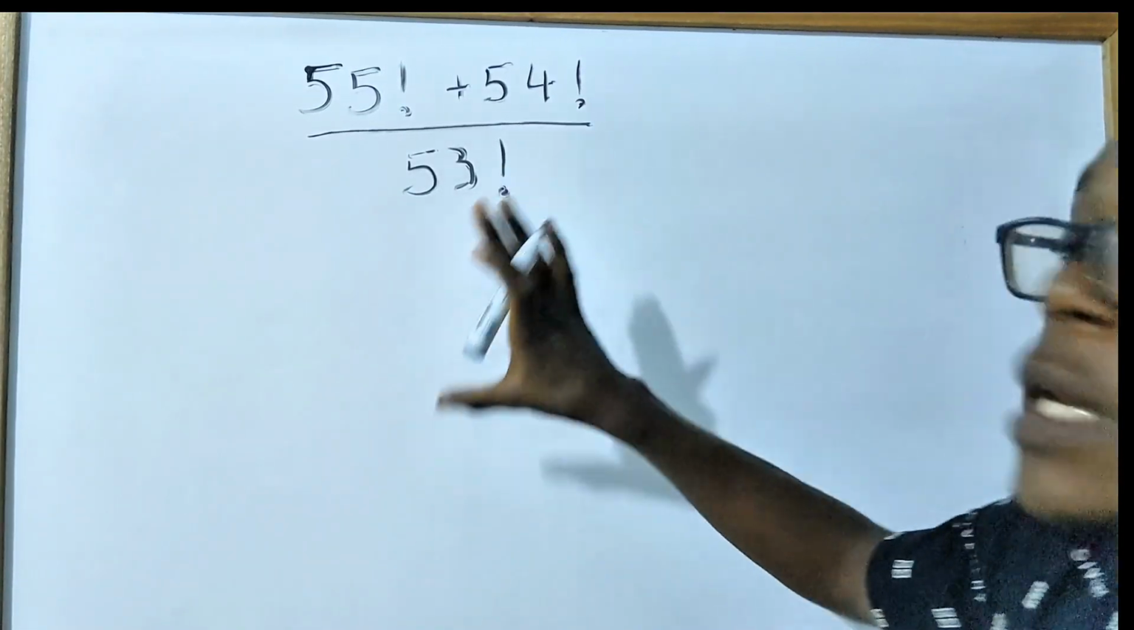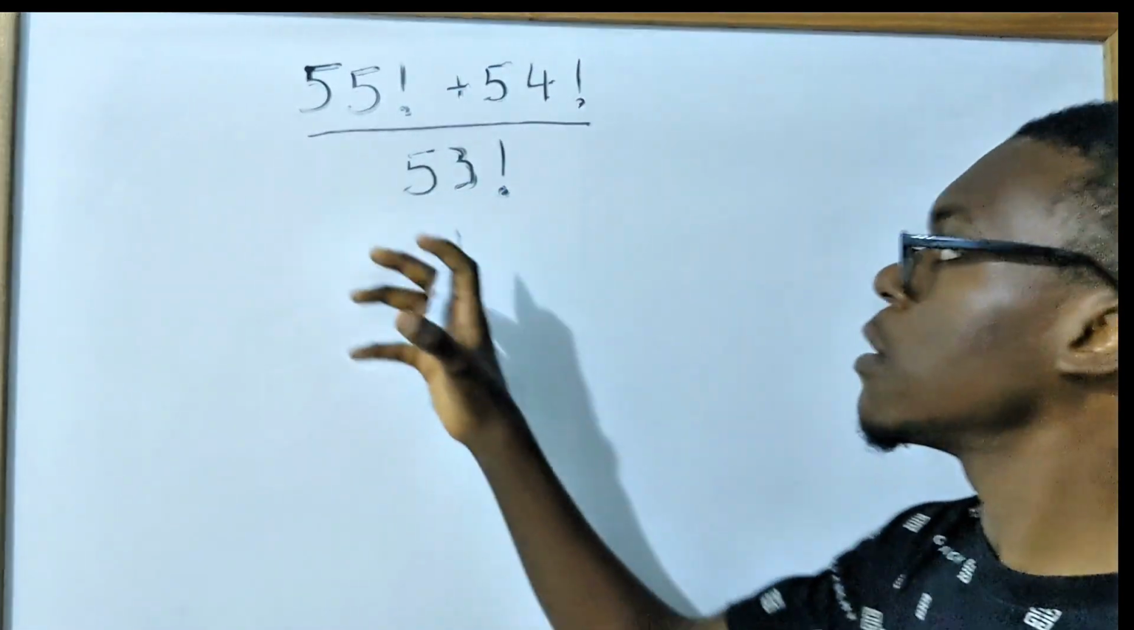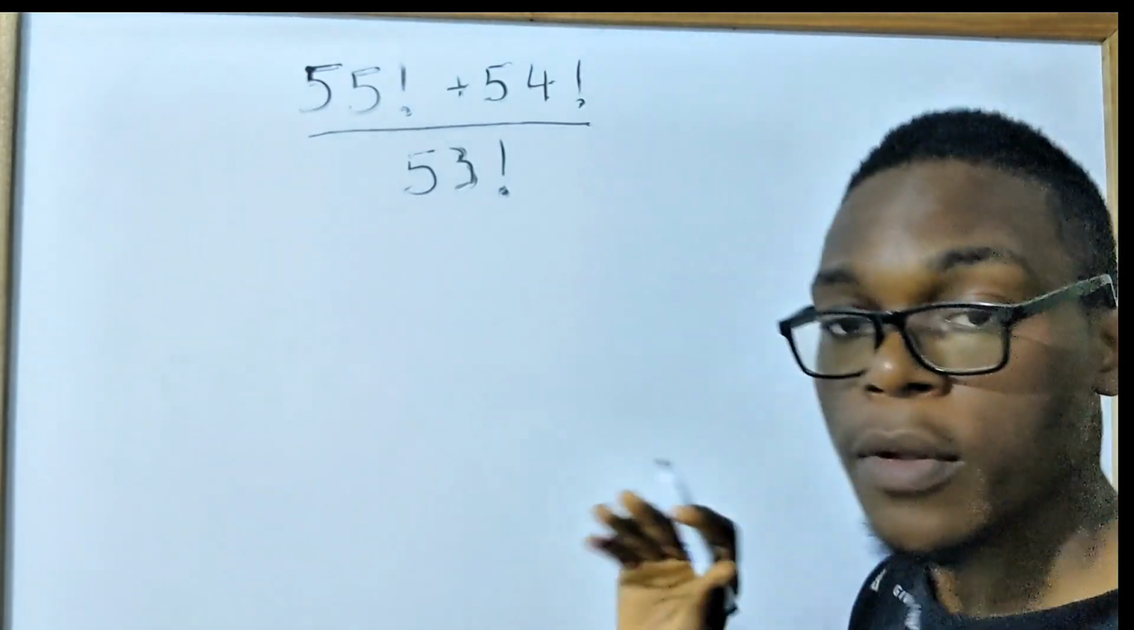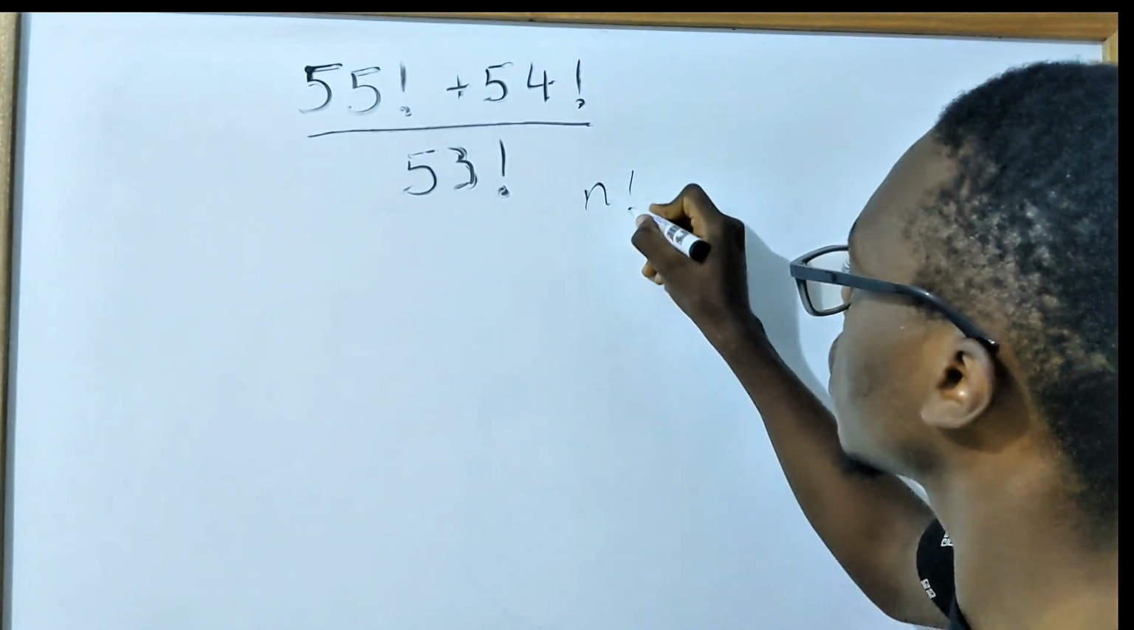One of the easiest and simplest questions I've ever seen to simplify this. Do you imagine this is simple? Watch it. From basic things, n factorial is equal to what?